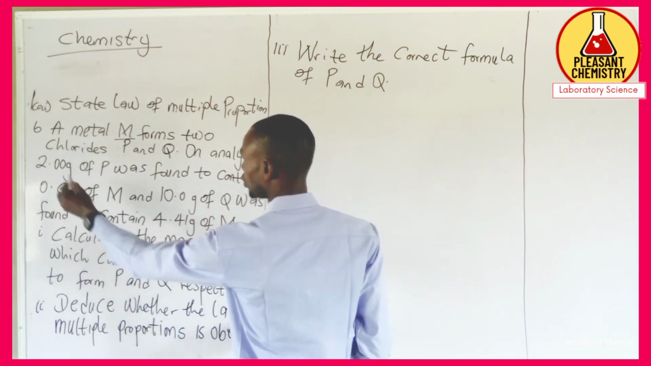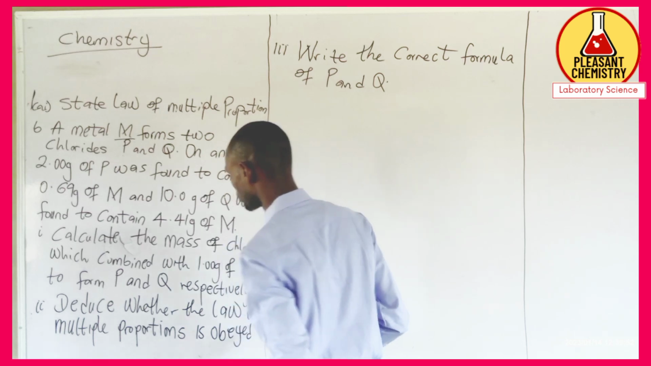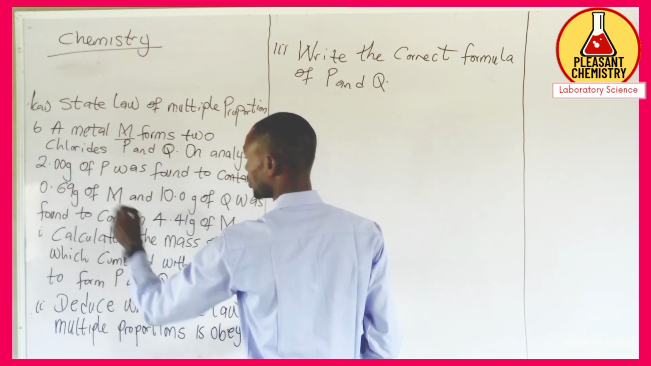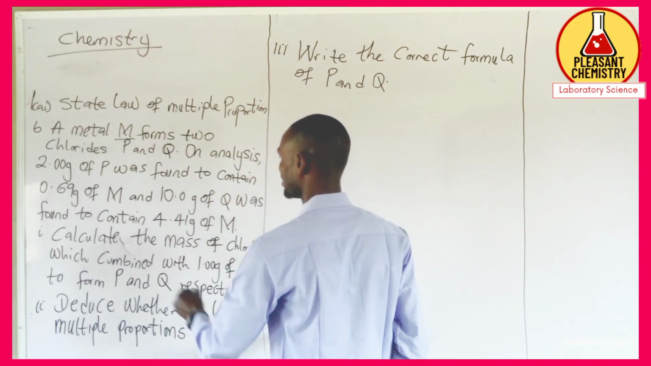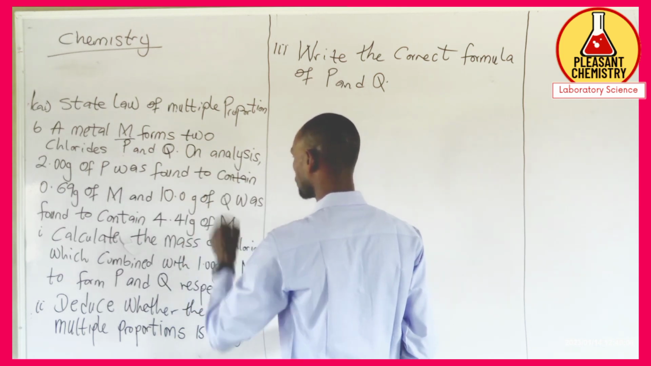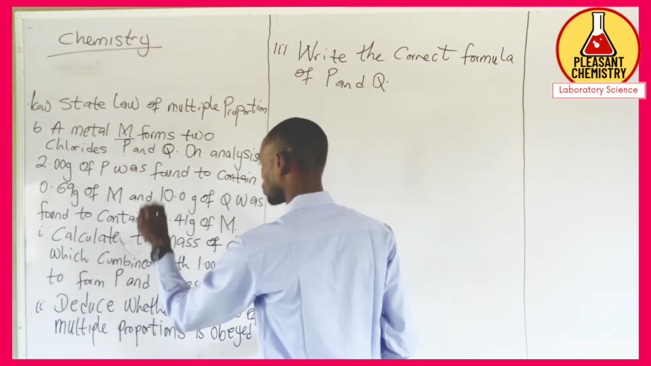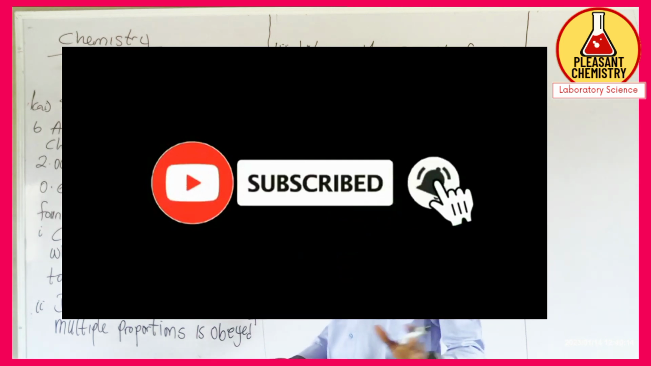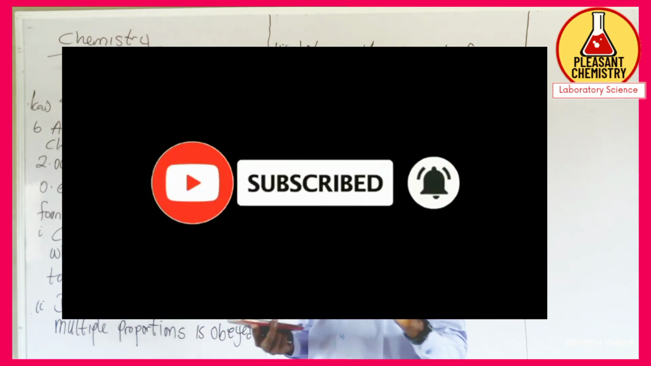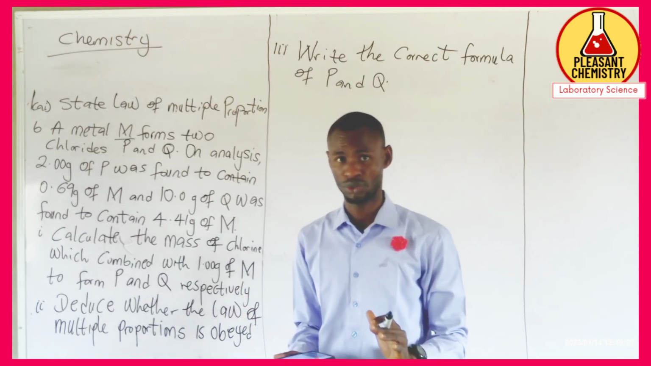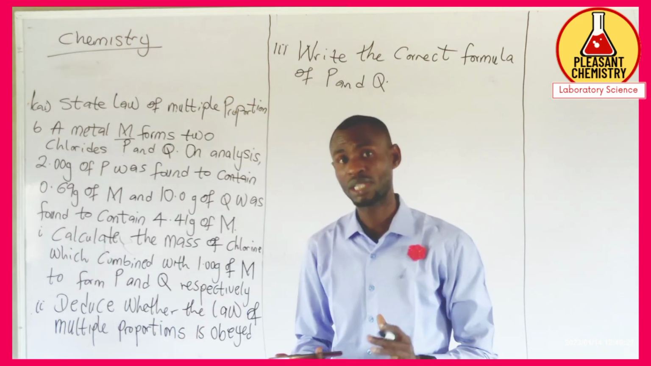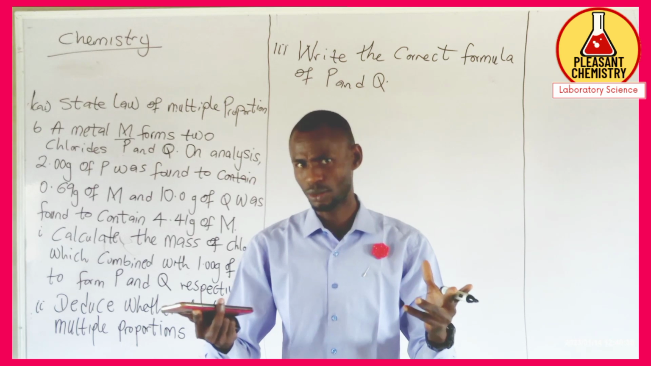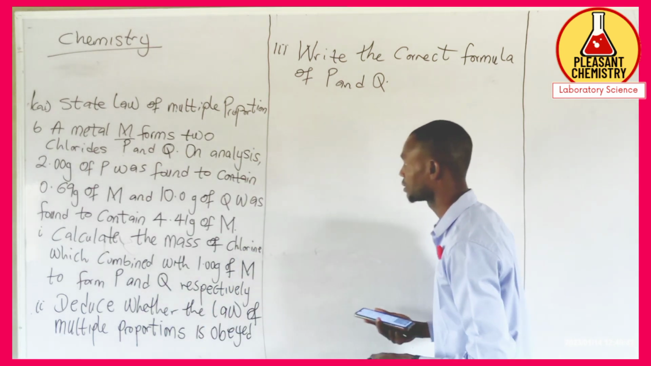On analysis, 2.0 gram of P was found to contain 0.69 gram of M and 10.0 gram of Q was found to contain 4.41 gram of M. My dear lovely students, if you see questions like this, the best way to answer so that you will not be confused is to do it in a tabular form. I think you understand what I'm saying right now. Okay, let's quickly do that.